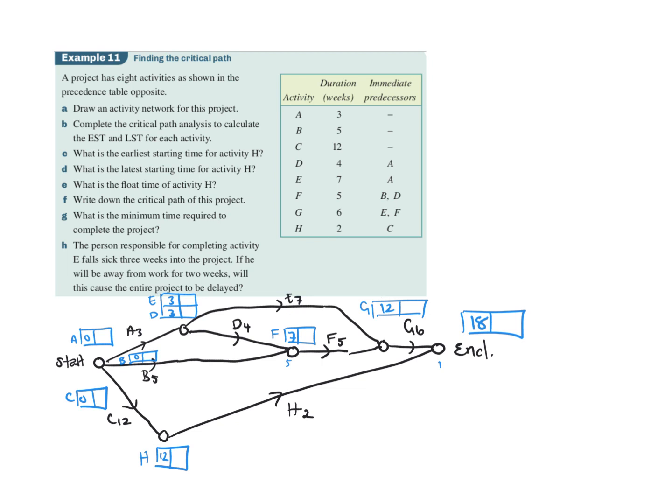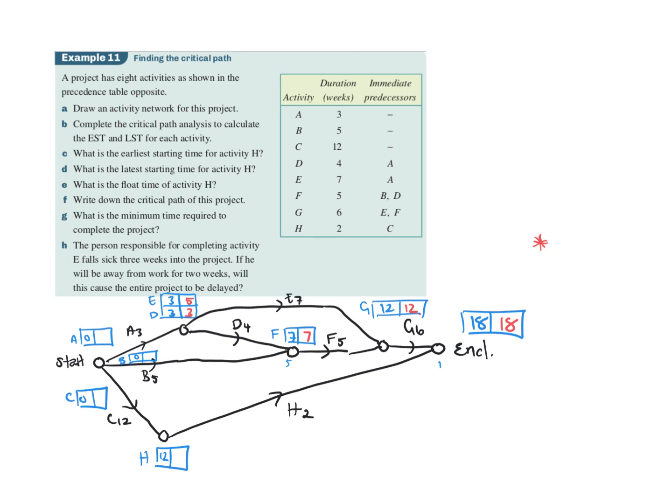Now I'm going to backtrack. So 18 is the earliest completion time, yeah? Okay, so then we're going to go back. If I go minus the G way, 18 minus 6 is 12. Now, if I go back along the F, 12 minus 5, that would be 7. If I went back along the E way, it would be 12 minus 7, which is 5. Now, if I kept following along that D path, 7 minus 4 is 3.